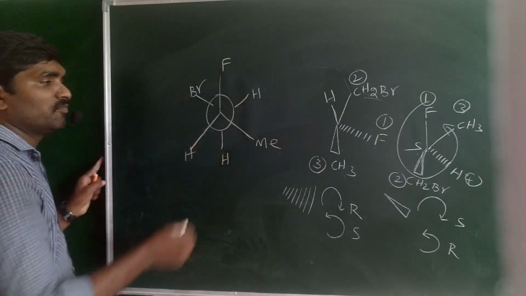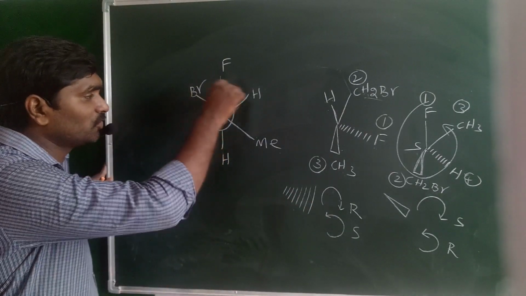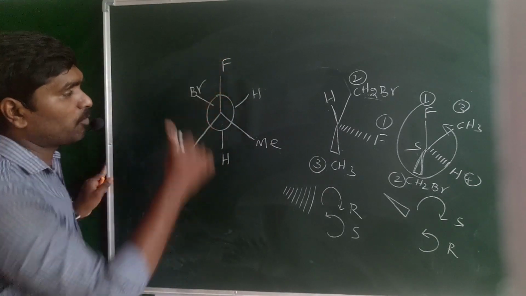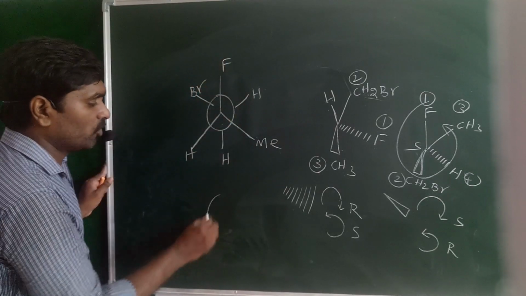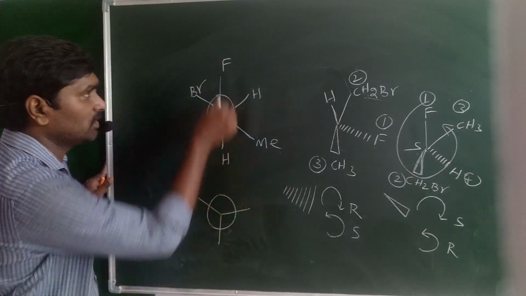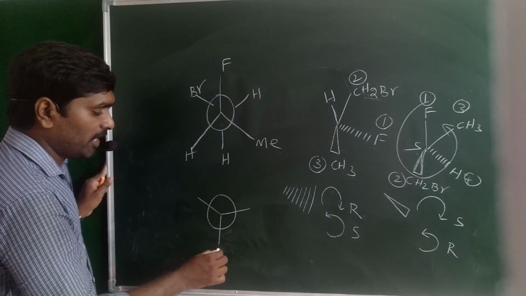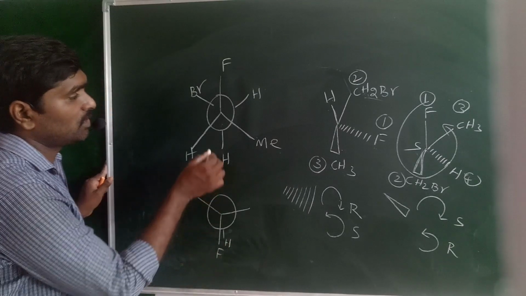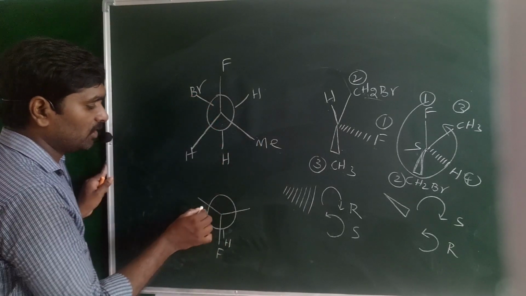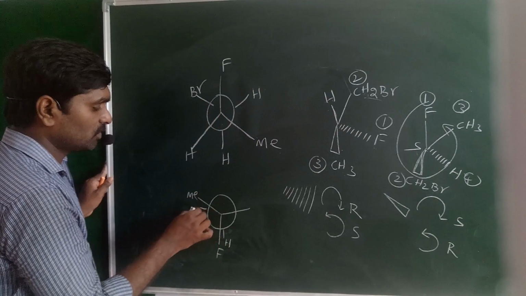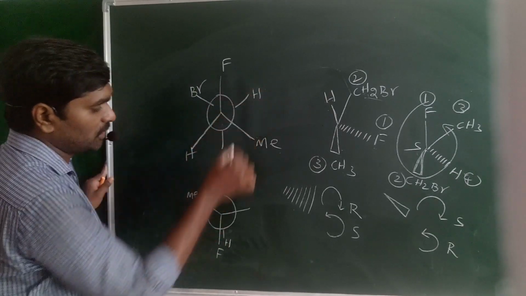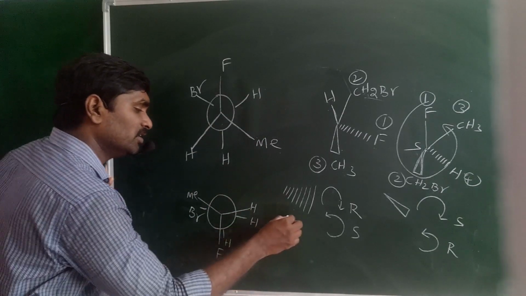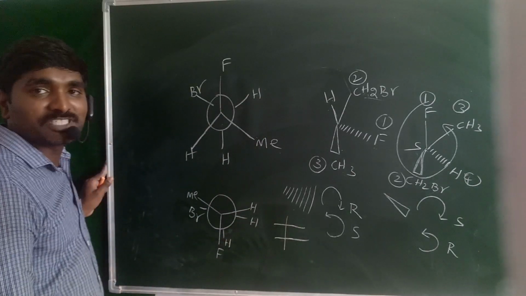We'll just change this configuration into the Fischer projection. First you convert it into the eclipsed conformation. We'll just rotate the molecule by about 180 degrees. So the molecule may be like this. Fluorine, after rotating 180 degrees, occupies the position here. Fluorine is very near to the hydrogen, this methyl group may be very near to the bromine, and this hydrogen is near to the hydrogen. So this is the eclipsed conformation. After that, we'll write the Fischer projection formula.